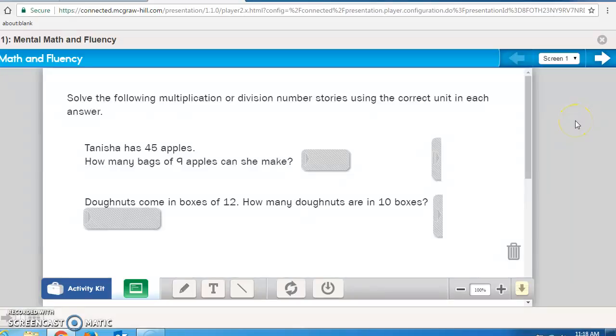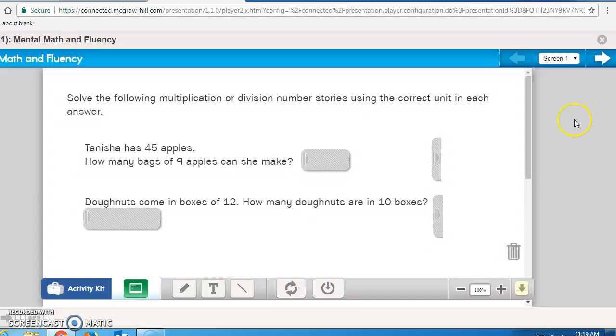Lesson 411, Area Models for Rectangles and Rectilinear Figures. The focus in this lesson is for you to find the area of a figure, for you to share strategies for finding area when the perimeter and only one side length are known, and for you to find areas by subdividing rectilinear figures. But first, let's start with our mental math and fluency.